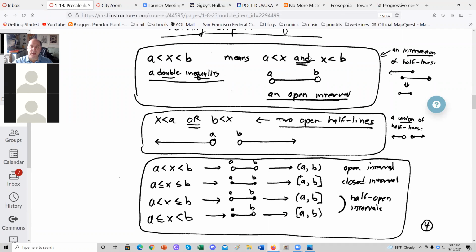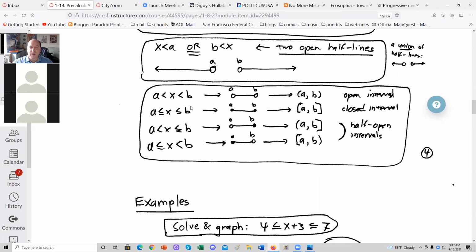There's also, instead of an and, we have an or: x less than a or b less than x. So you have two open half lines pointing in opposite directions. I call this a punctuated line, actually. So it's a union of half lines, whereas this with the and is an intersection of half lines.